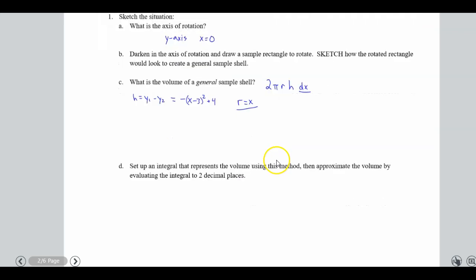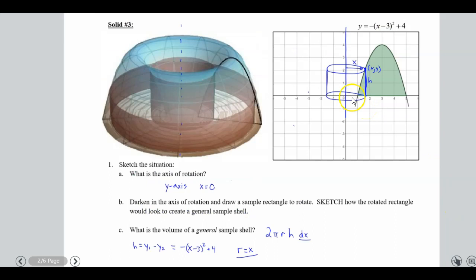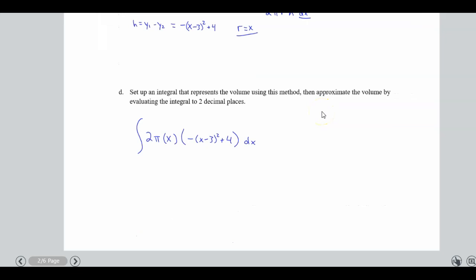All right, so go ahead and set up an integral and then approximate it. So this part is usually the easy part once you get this far. So we're going to do an integral of 2 pi times our r, which is x, times our h, which is negative (x minus 3) squared plus 4, and then our dx. And our x's are going to run from, looks like 1 to 5. So those x's will go from 1 up to 5. And go and calculate that out, see what you get there.